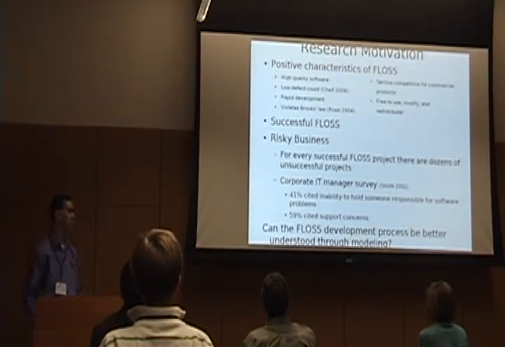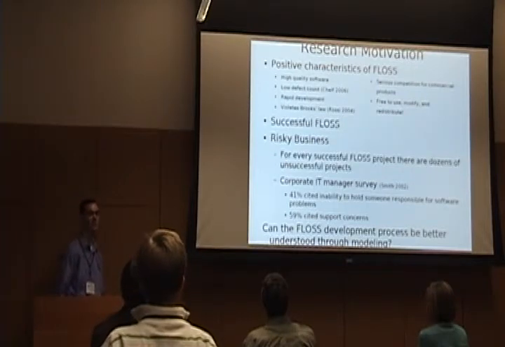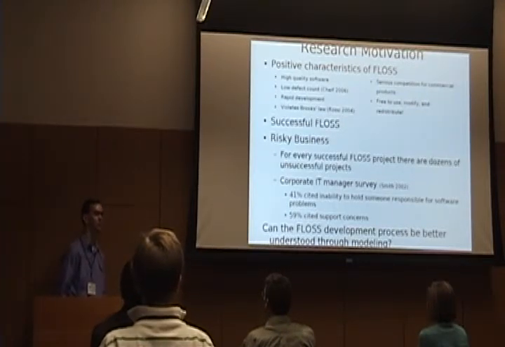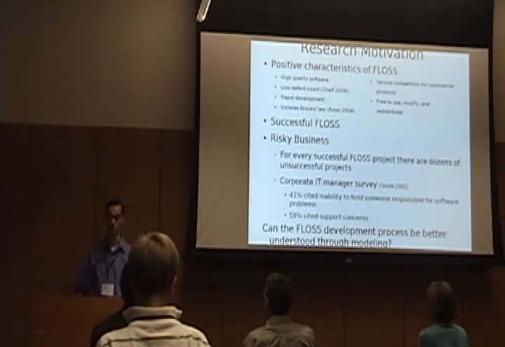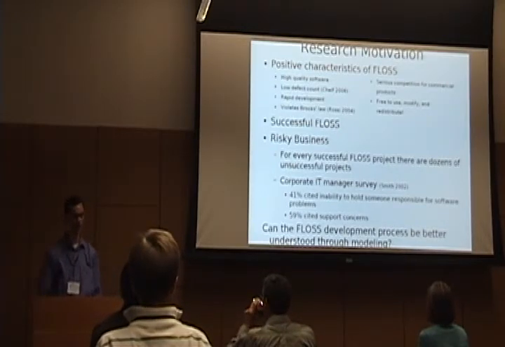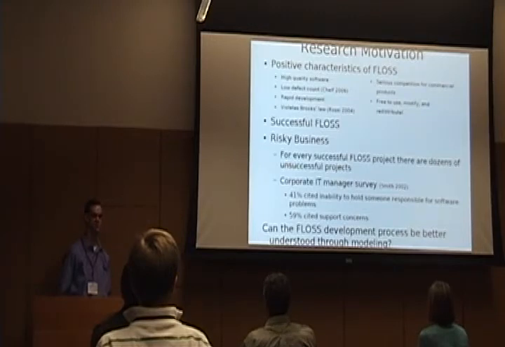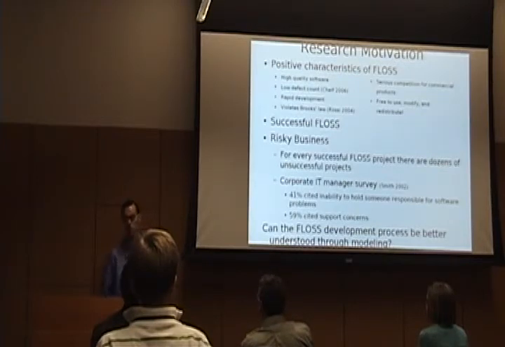Rapid development, violating Brooks' law. Again, the concept that's pretty well understood in proprietary software is if you throw more people at a late software project, it gets later. Versus in open source, you throw more people at it, and it gets faster. So something strange is going on between what you're seeing in closed source and open source type development. And it's become serious competition for commercial software. And of course, everybody likes the fact that it's typically free to get, free to use, free to modify, or free to redistribute.